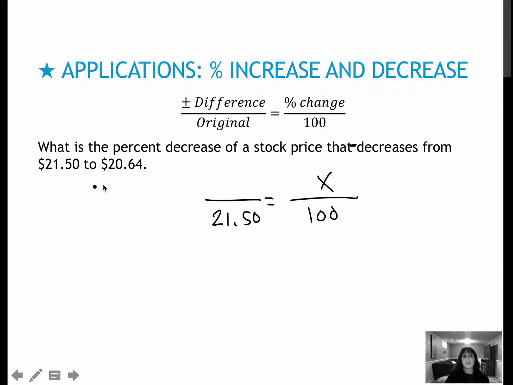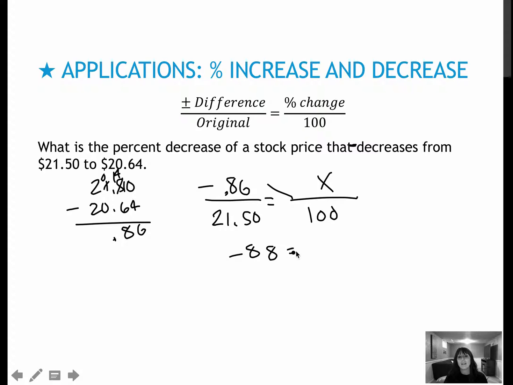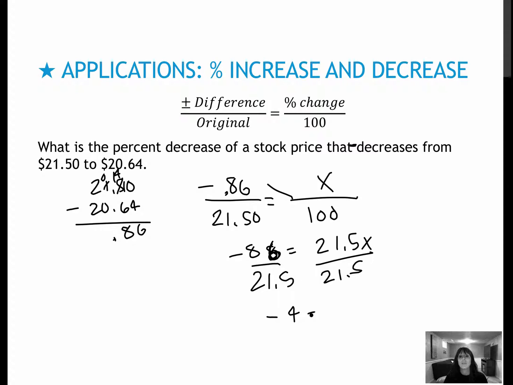So to find the difference, I would subtract $21.50 and $20.64, and that would give me 86 cents. Now, this is a decrease of 86 cents, and so I'm going to put that negative on there. To cross multiply, I would get negative 86 equals 21.5x. I would divide each side by 21.5, and that gives me negative 4 as my answer.